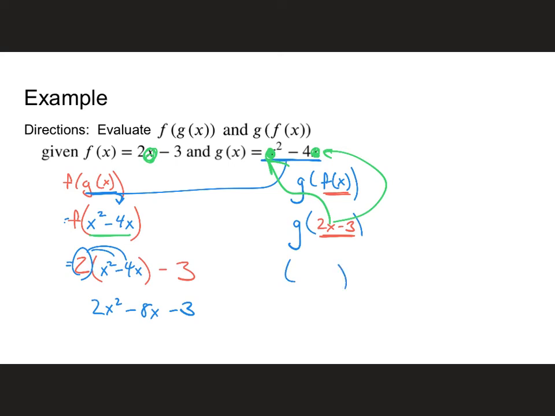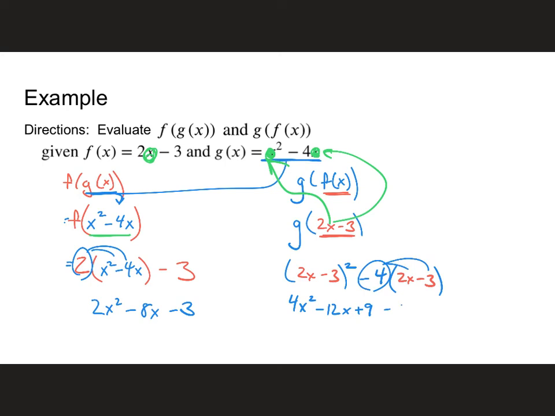So we have 2x minus 3 for that first x squared minus 4 times 2x minus 3. All right, then all we have to do is multiply this out or simplify this expression. So 2x minus 3 times 2x minus 3, I will just go ahead and multiply that out for us. I get 4x squared minus 12x plus 9.